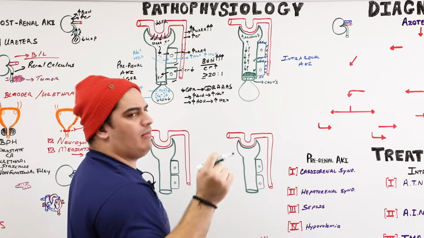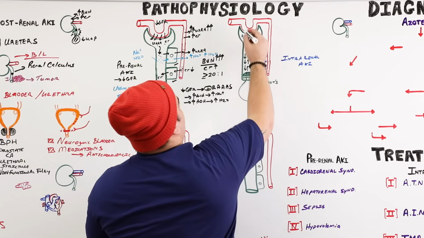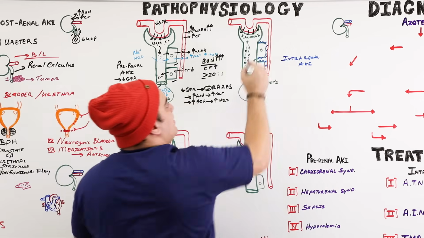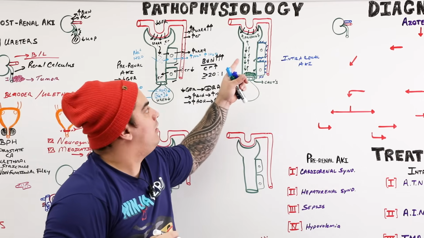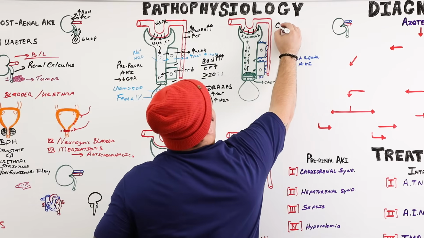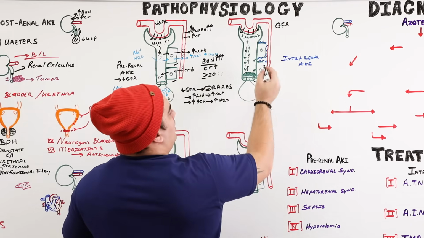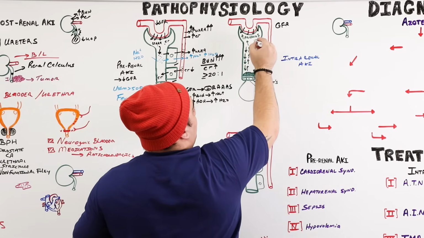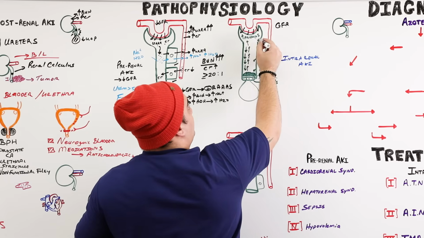Now, whenever you have things that want to move from the glomerulus into the capsular system and then into the tubules, what does it want to move from? Well, glomerular filtration rate is dependent upon a bunch of different pressures: the hydrostatic pressure inside of the vessel, the osmotic pressure in the vessel, the hydrostatic pressure in the capsule, and the osmotic pressure in the capsule.